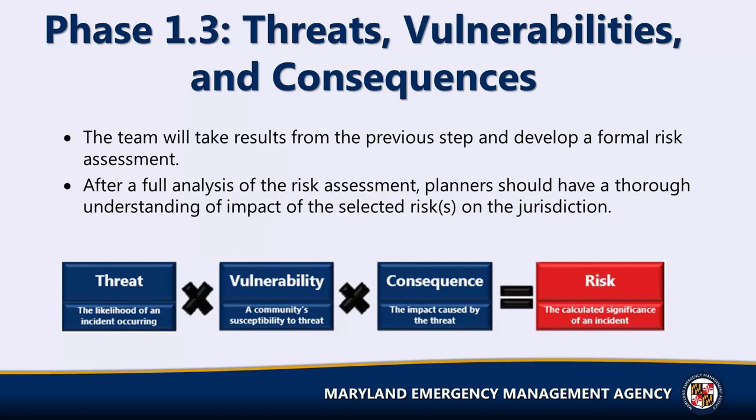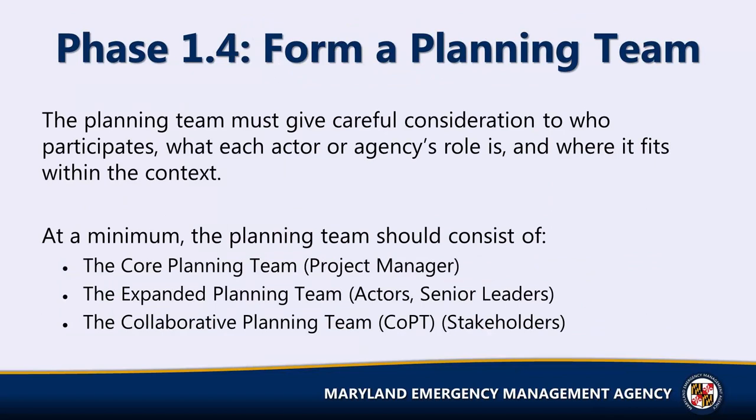After this analysis, the planning team will have a thorough understanding of how exactly the threat or hazard will impact the community, which will lead to more accurate courses of action later on in the process. Assembling the planning team is one of the most important steps in the planning process. The individuals on the planning team must represent the whole of community and all agencies that will play a role in an operation. The planning teams consist of a core planning team, expanded planning team, and a collaborative planning team. The makeup of each team and the frequency of meeting is discussed on the next slide.